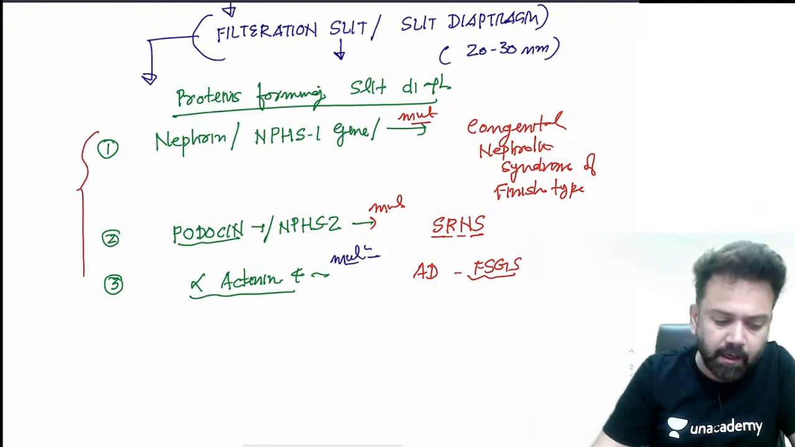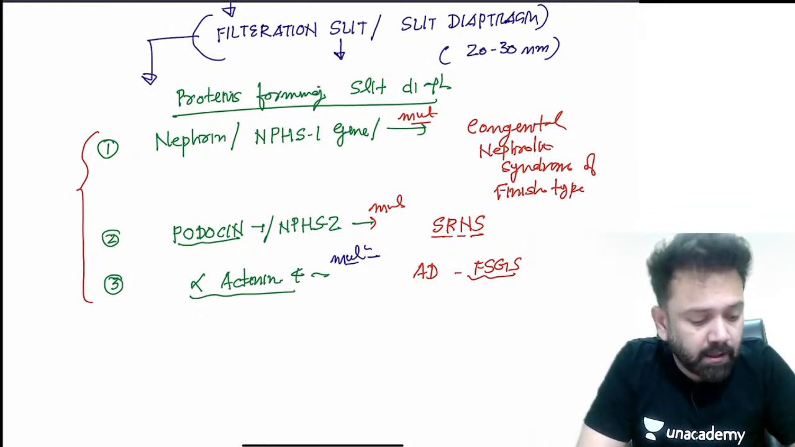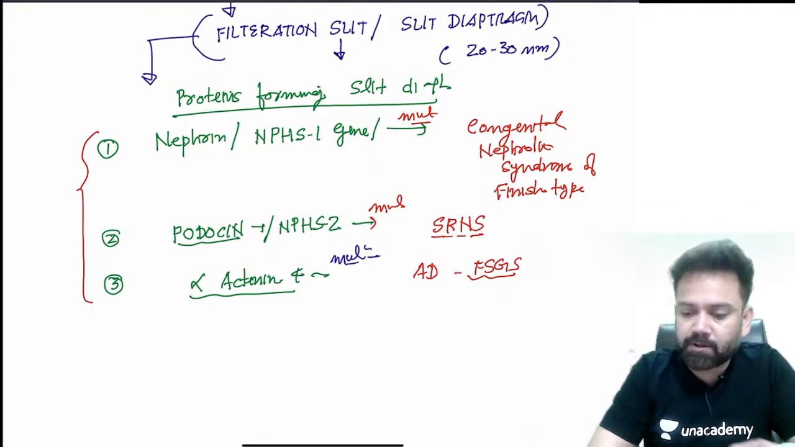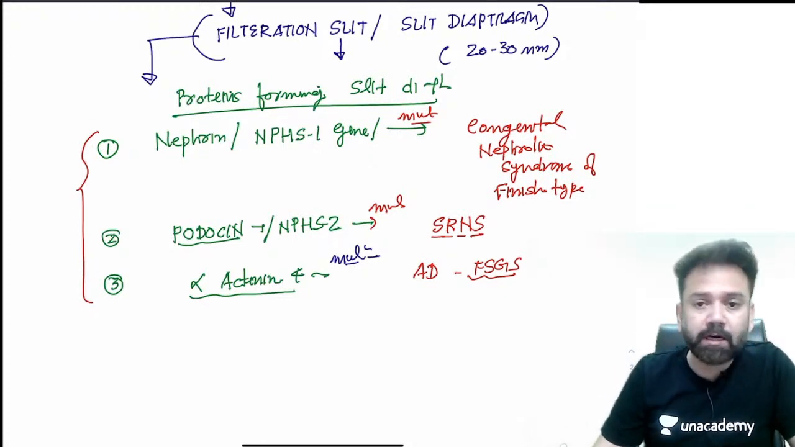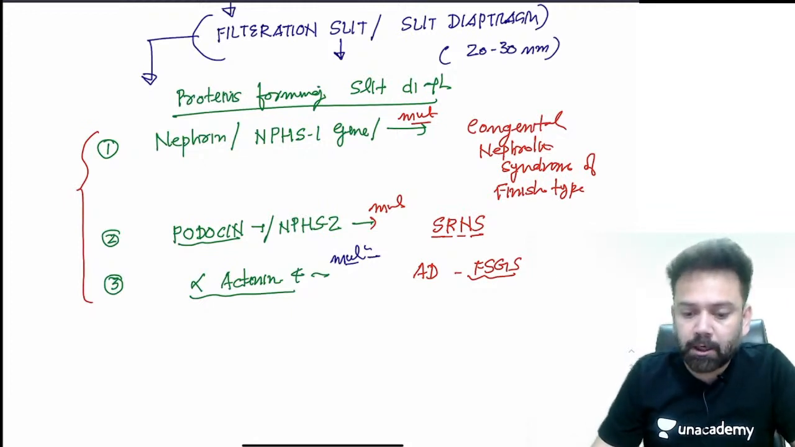There are so many proteins, not only 3. There is a list of proteins which form the filtration slit, but these are clinically important and asked in your examination. So at minimum you must remember these proteins. This was the anatomy of the glomerulus. Till now we have discussed only the anatomy of the glomerulus.